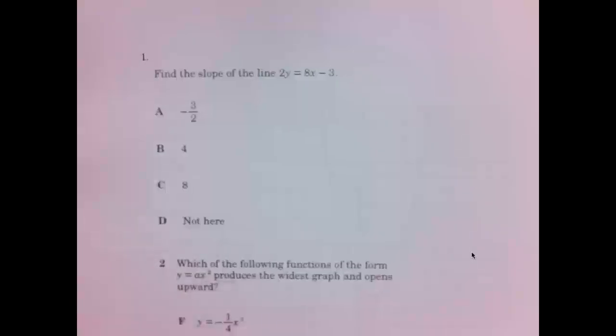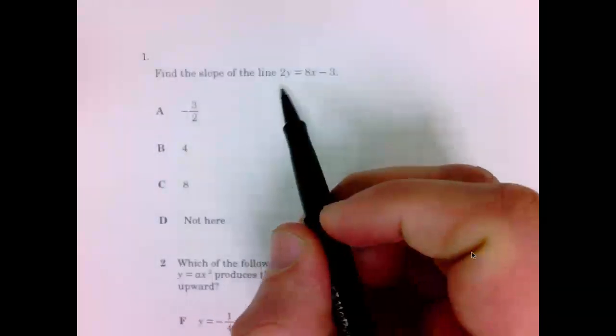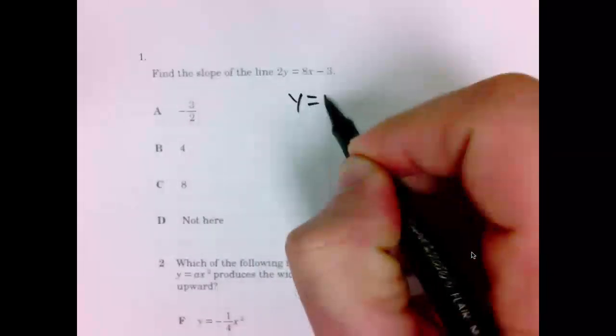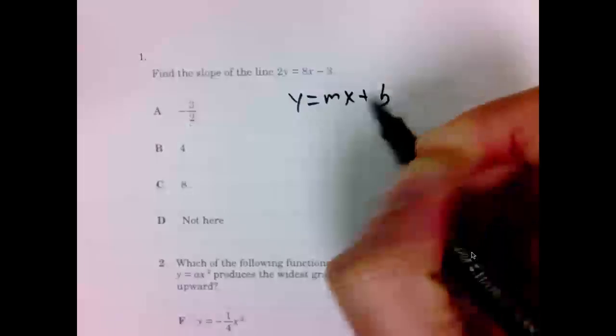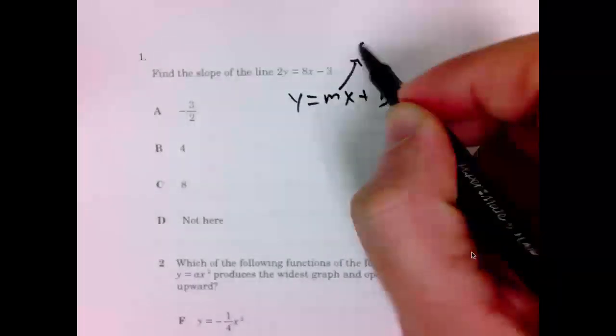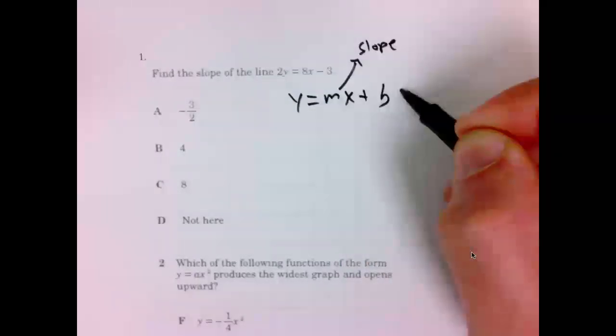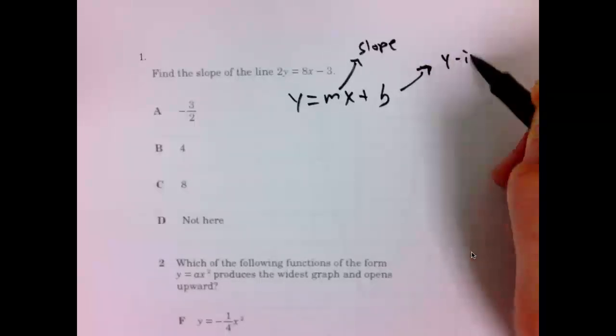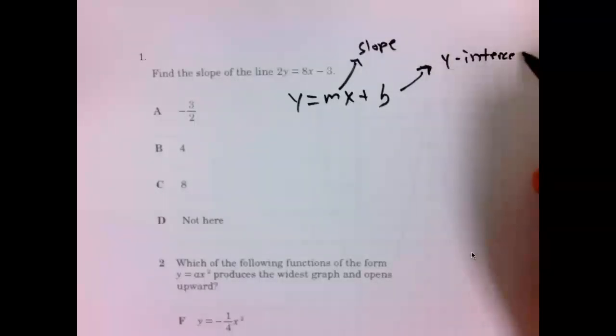Alright, in this video we'll be grading our quiz. The first one says find the slope of the line 2y equals 8x minus 3. Hopefully you remember y equals mx plus b. In this form, m is the slope and b is the y-intercept. Probably maybe the single thing we've talked about more than anything else, slope-intercept form of a line.